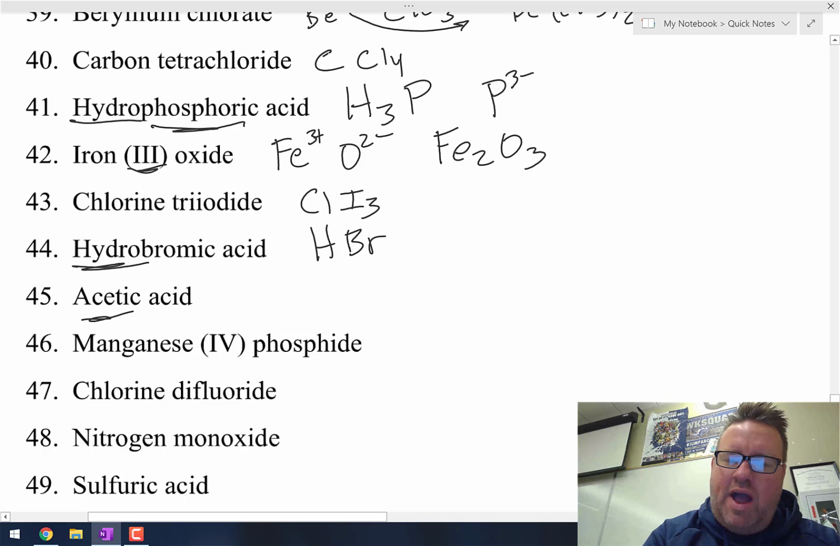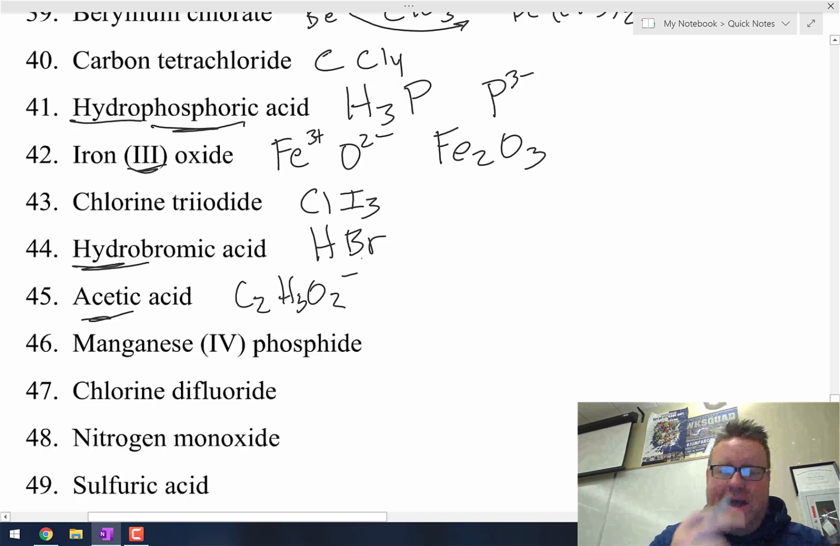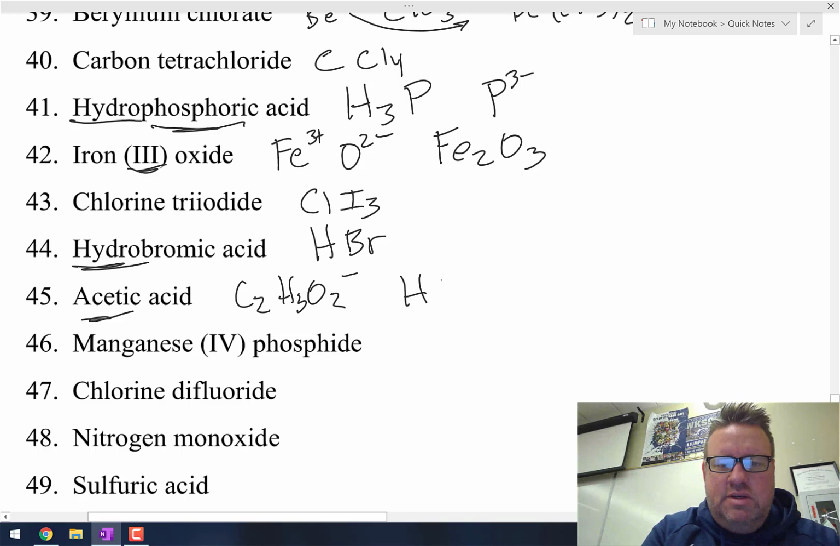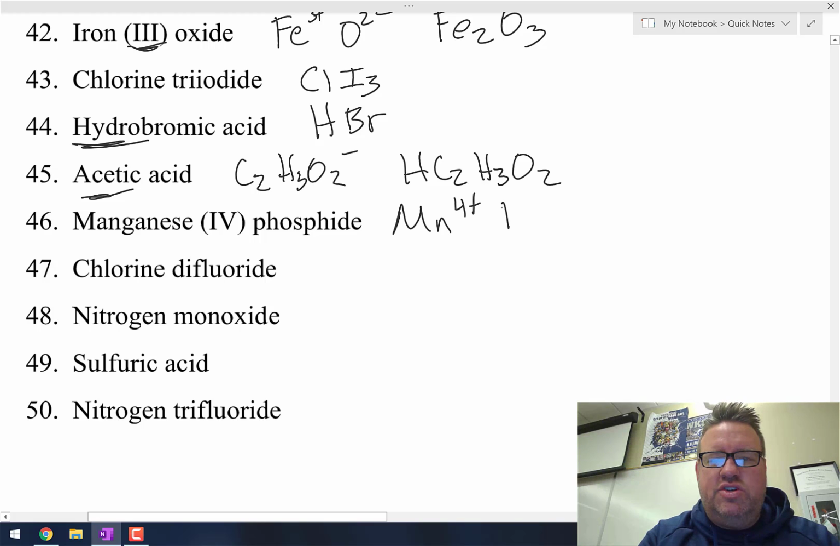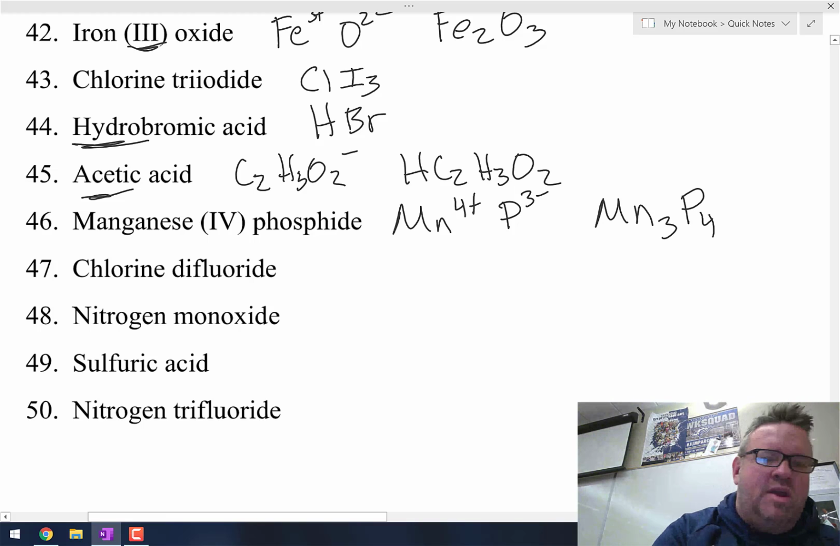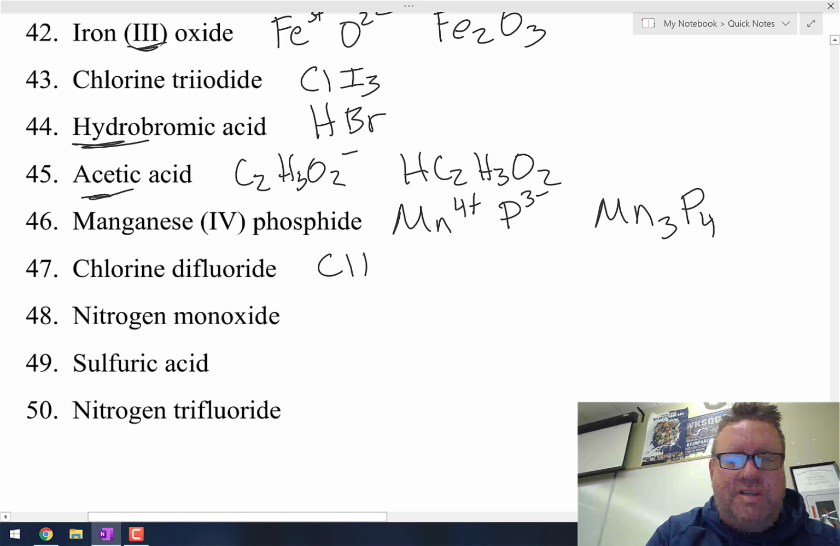Acetic acid, no hydro in the front, which means it has to come from your ions, which means it comes from acetate. Acetate is C2H3O2-, so it's HC2H3O2. Okay, number 46, manganese 4 means manganese has a +4 charge. Phosphide is phosphorus with a -3 charge. So that formula is going to be Mn3P4. And then 47, chlorine difluoride would be ClF2. Nitrogen monoxide is NO.